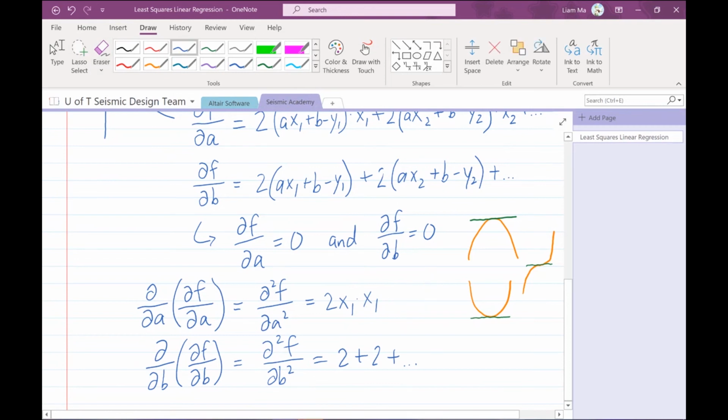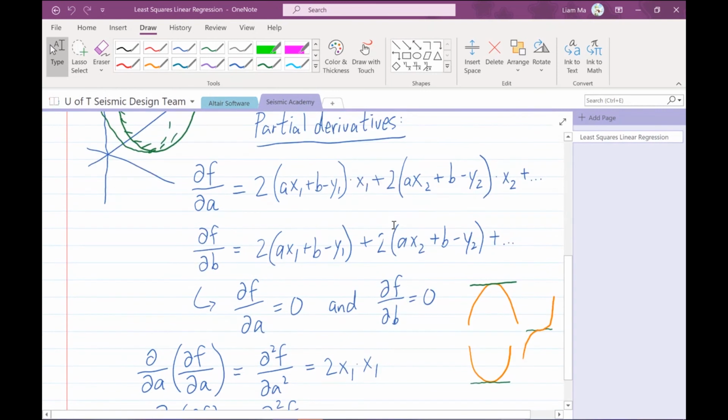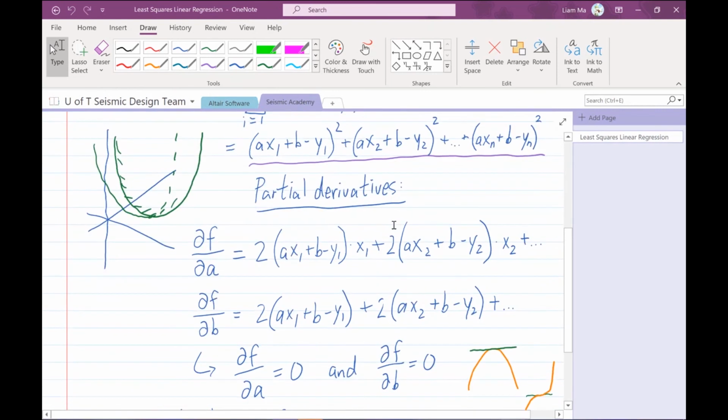Liam, Grace has a question in the chat. Oh yeah, sure. Yeah, go ahead, Grace. I have a question. If you do partial derivative with respect to a, why do we multiply by x1 instead of a in the equation? Oh, never mind. I saw it's a squared.